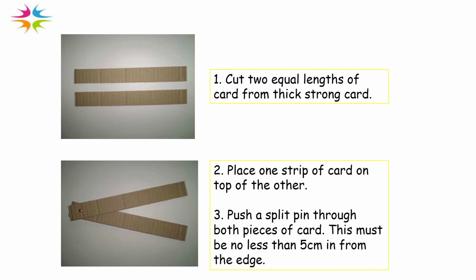Okay, place one strip of card on top of the other. Push a split pen through both pieces of card. This must be no less than 5 centimeters in from the edge. Now, if you do not have a split pen, you can use a rubber band or a piece of string, once you've made a hole in the end, to put it through. It might not move perfectly, but it's just for you to have an idea of how the muscles move the bones in the body.